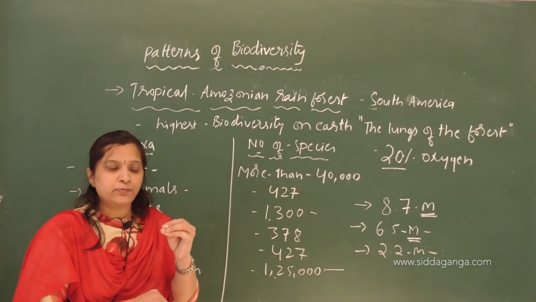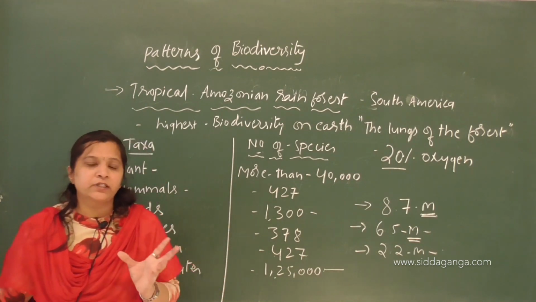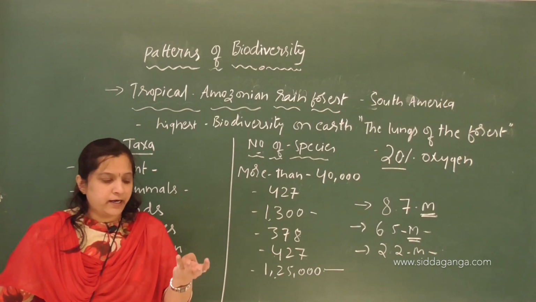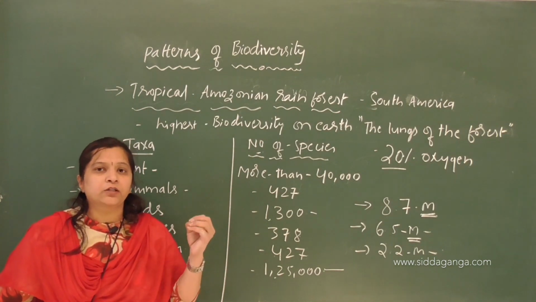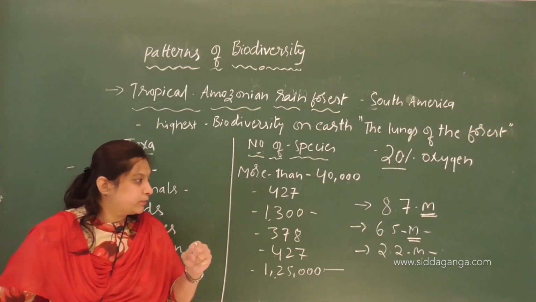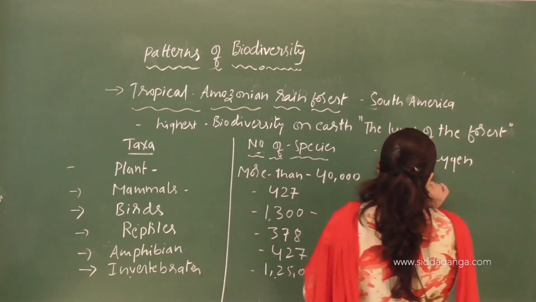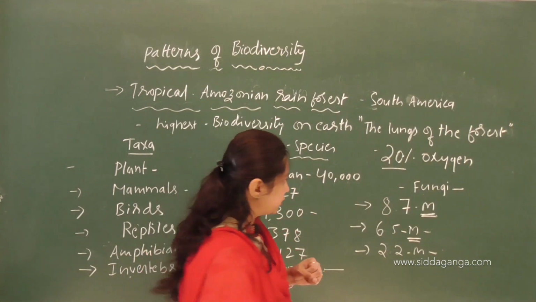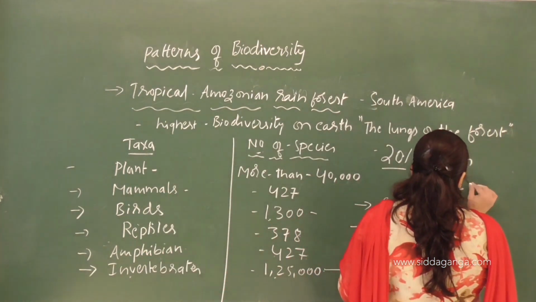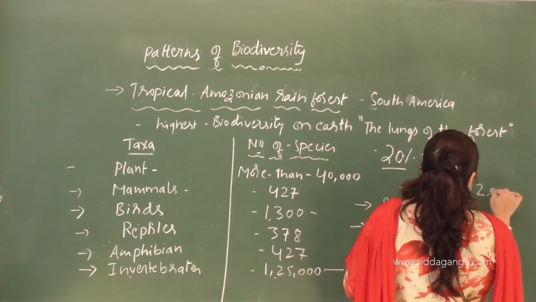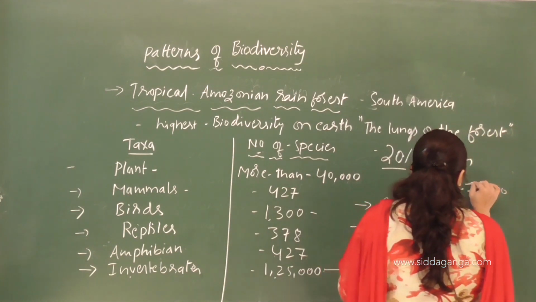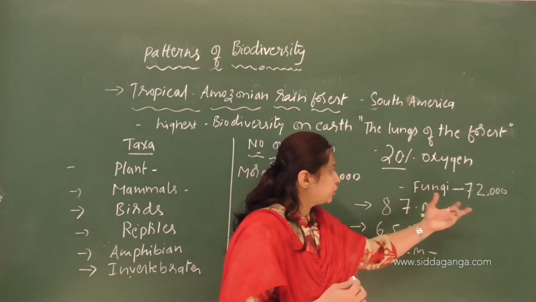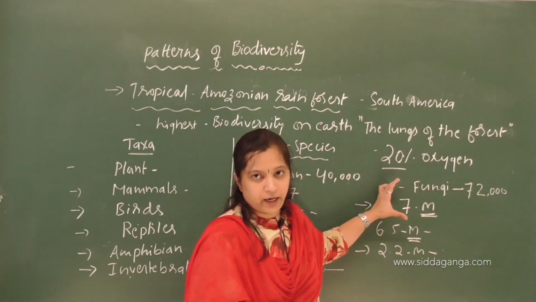One more aspect that comes up after the investigations is the number of fungi species. We talked about animal, plant and insect species. When we talk about fungi species, I am talking about global diversity. The number of fungi species is about 72,000. There are nearly 72,000 species of fungi.